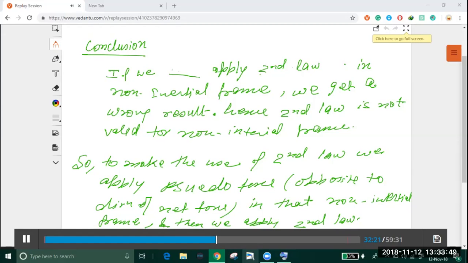Observe those things. Okay. So there is a problem in NCERT. You can do that problem on your own. That problem is of a truck. There is a truck, and on the truck a block is kept, and the block slides down. That is a very good problem.